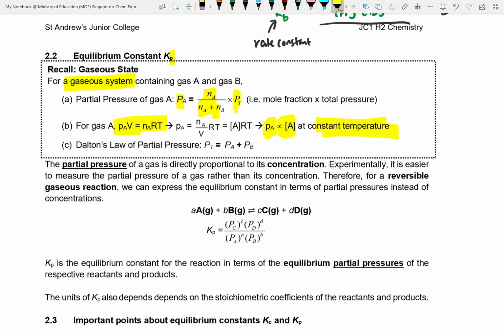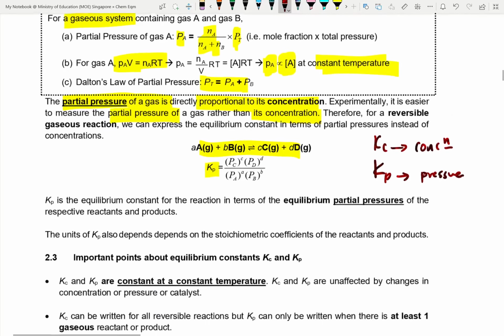So you realize that partial pressure is proportional to the concentration at constant temperature. Okay, and then your Dalton's law also says that the total pressure is simply the sum of the partial pressures of all the gases in the system itself. So from this you can tell that the partial pressure of a gas is proportional to its concentration. And usually, if we have a gaseous system, it is actually easier to measure the partial pressure rather than the concentration. So that's why instead of expressing it as Kc, we will use Kp. So you must always remember Kc, the C here represents concentration, whereas Kp, the P here represents the pressure of the gases. Can?